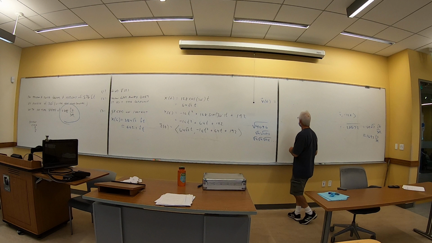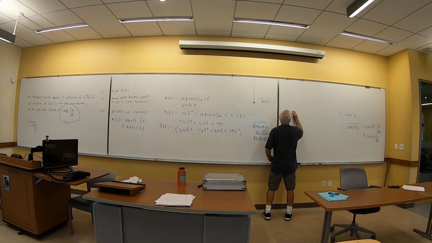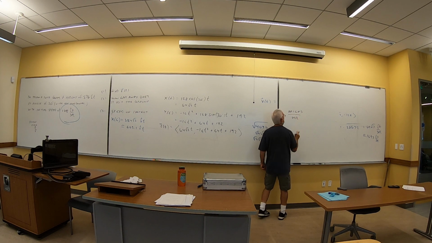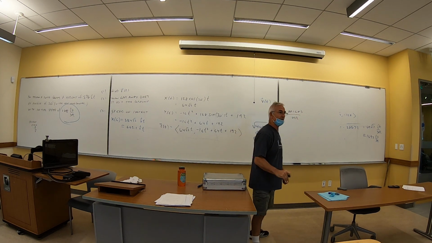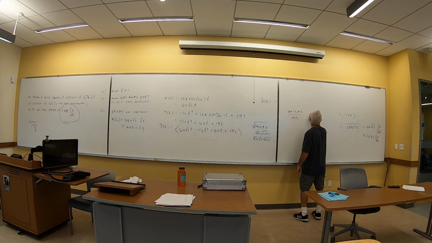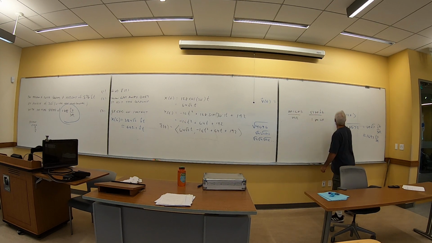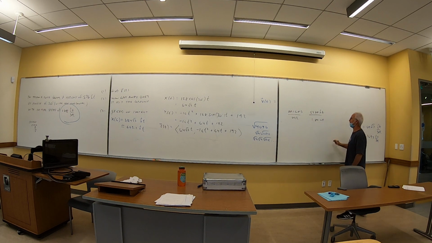All right? You have miles per hour. You want feet per second. I could start with feet per second. You want miles per hour. How do you do it? It's actually really simple, and there's a really simple constant. Okay?